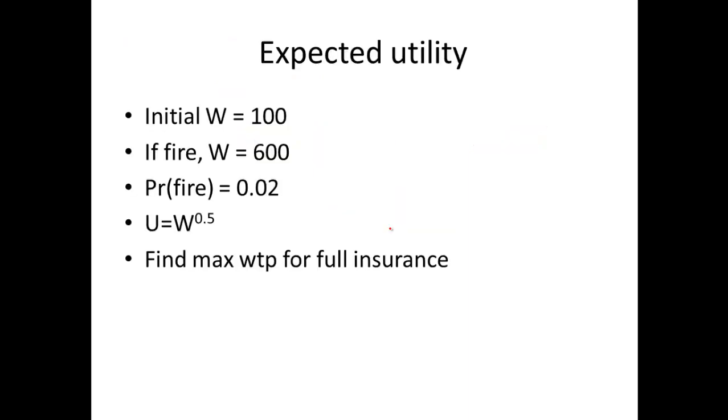Okay, let's move on. Let's talk about an expected utility problem. This is a problem involving the possibility of a fire. We have an individual whose initial wealth is 1,000, not 100, 1,000. If a fire occurs, then wealth drops by 400 to 600. The probability that a fire occurs is 2%. That means the probability of no fire is the complement, or 98%, 0.98.